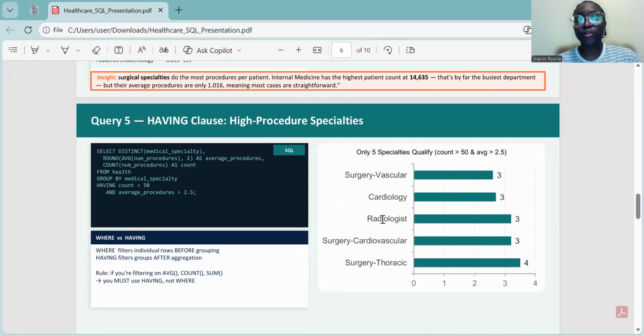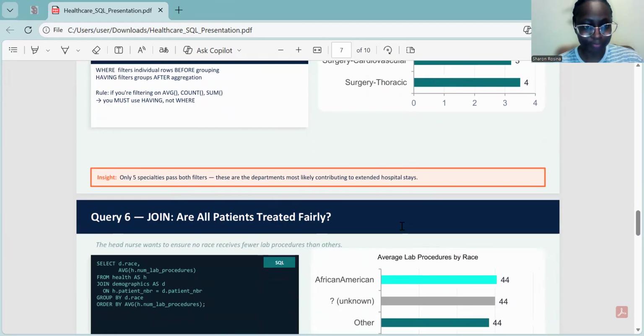So as you can see, out of all those specialties, I had surgery vascular, cardiology, radiologist, surgery cardiovascular, and surgery thoracic. What does this tell you? It looks like it's mostly the surgical departments that have a high number of procedures, greater than 50, and the average is above 2.5. It's a very, very good pattern. And this leads to longer stays in the hospital.